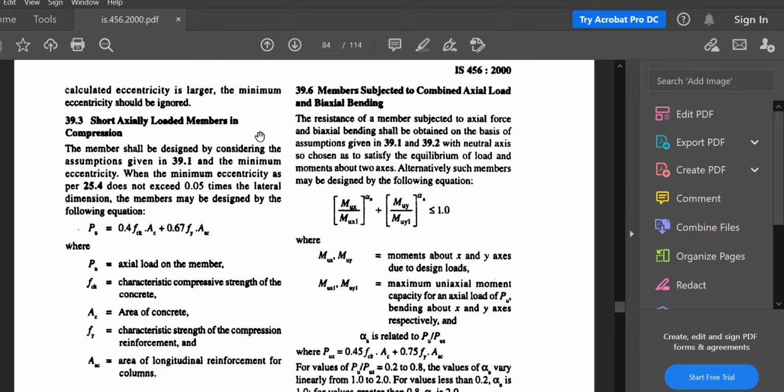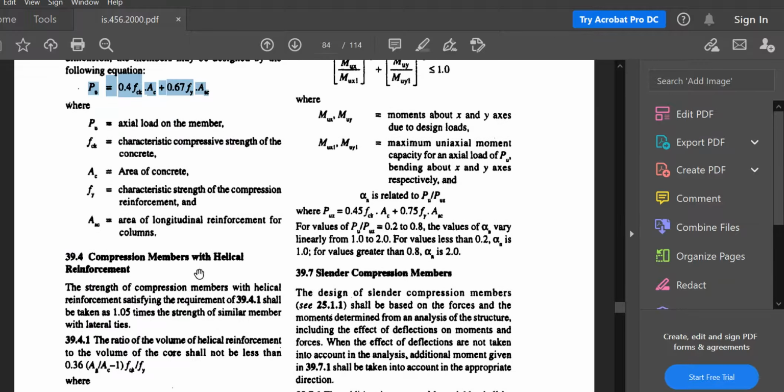So you can see this equation. For short axially loaded members in compression, you need to satisfy the assumptions given in 39.1 and the minimum eccentricity. When the minimum eccentricity does not exceed 0.05 times the lateral dimension, the member may be designed by the following equation, that is Pu is equal to 0.4 fck Ac plus 0.67 fy Asc. This was the case of a lateral tied column.